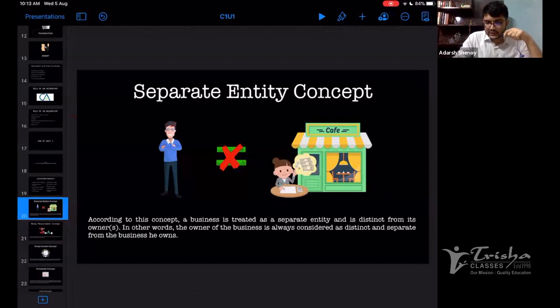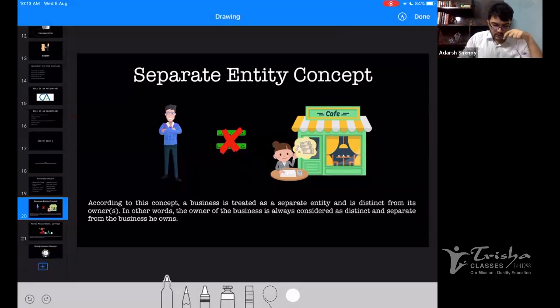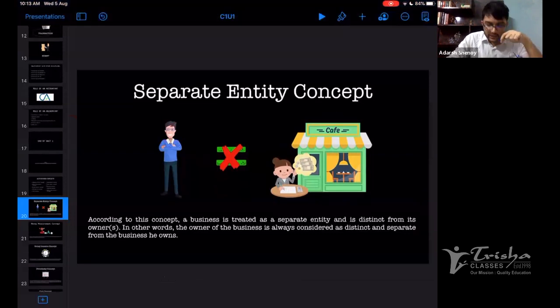That is why if he's withdrawing some money, we will treat this as withdrawals, drawings. We'll minus it from capital. It's his money only what he's taking actually, but we are going to treat it as drawings. So like this, his personal expenses we will not let him record in the cafe's books. If he's buying a mobile phone for himself, not for the cafe, for his personal use, he's buying a mobile phone.